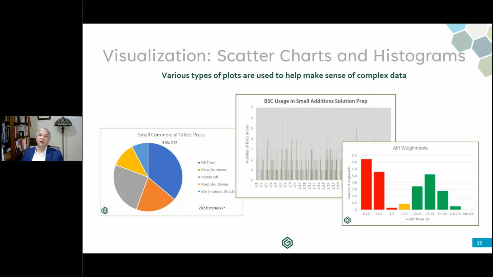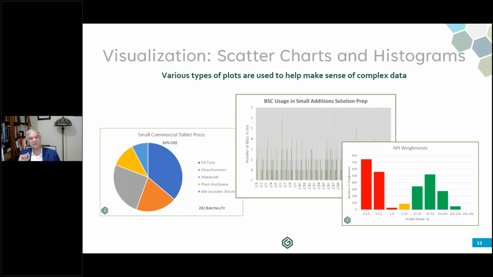Histograms are column charts, as you can see, but what they do is count how many instances occur within different ranges. So in this one, this was talking about weighments, API weighments, and the values on the x-axis are ranges of weighings. So from 0 to 0.5 kilograms, 0.5 to 1, 1 to 5. And then over the course of the time frame that this was done for, how many weighments fell into those different categories or those ranges.